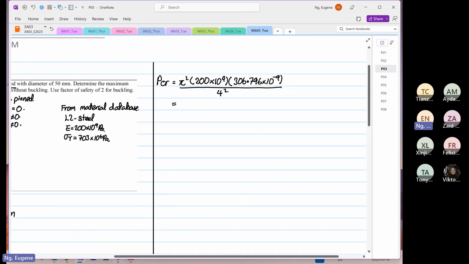So over here, you calculate 200 power 9 times 306.796 power minus 9 times shift pi once, shift pi twice, divided by 4 divided by 4. So it's equal to 37.849 times 10 to the power 3 Newton.